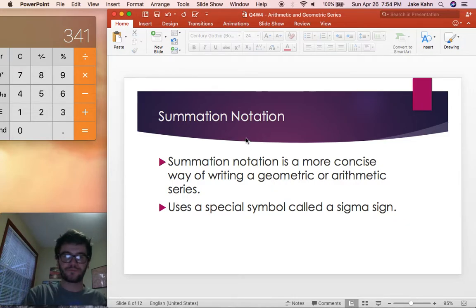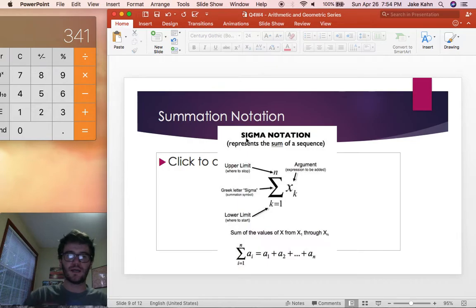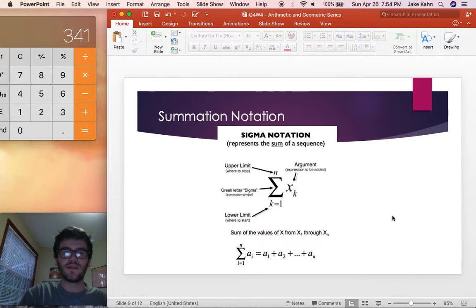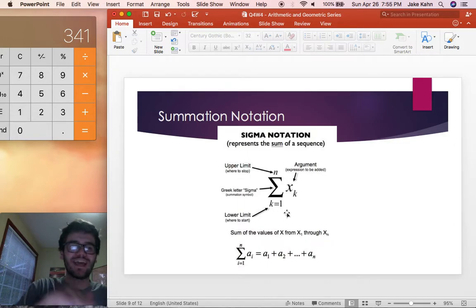This is what a sigma sign looks like. You're going to have this kind of crooked E symbol, all right? That's called a sigma sign. You will have k equals some number on the bottom. Usually it will say k equals 0 or k equals 1. This is your lower limit, where to start in the series. Then you're going to have some number on the top. That's called your upper limit, where to stop. And then you have the argument over here, which is the expression that'll be added over and over again.